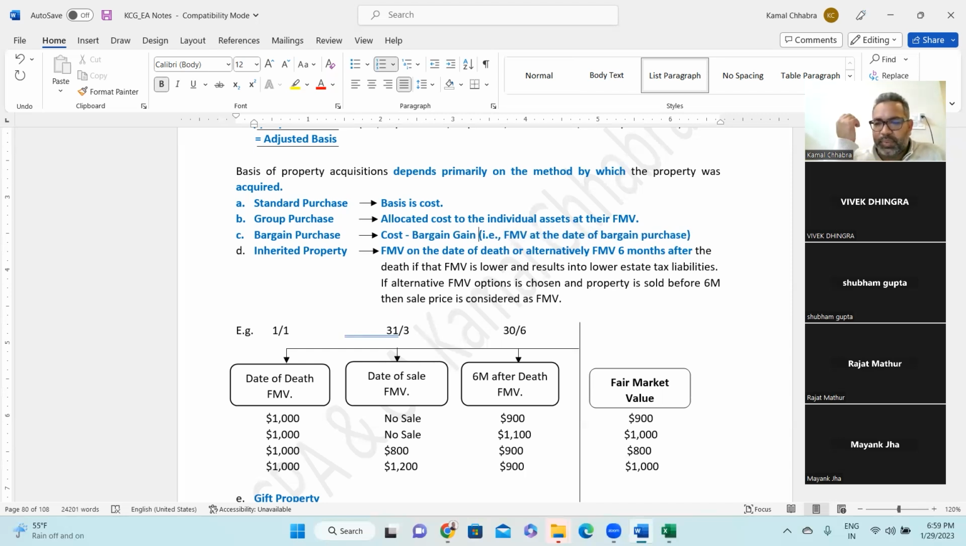Which you have negotiated better, basically, right? So from the cost, you will be reducing that amount. D is inherited property. Inherited property, what is it?